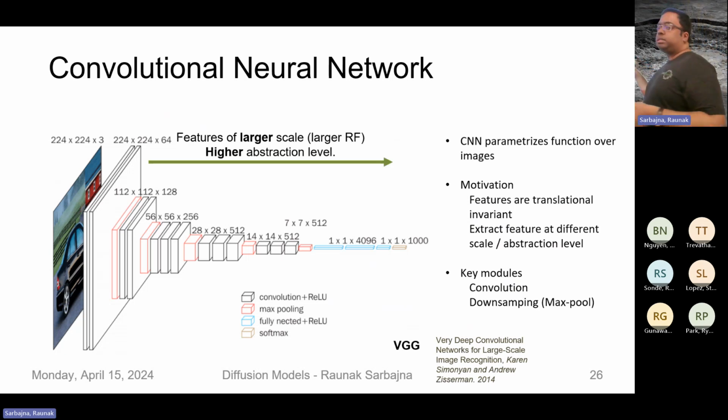This is VGG16. VGG stands for Visual Geometry Group. It's 16 because there are 16 convolutional layers if you count. And a CNN parameterizes an input function over these images. Whatever features a CNN recreates are invariant to any kind of translation. So you can rotate the image, you can do any other kind of transformation on the images, and the features that a CNN learns remain invariant.